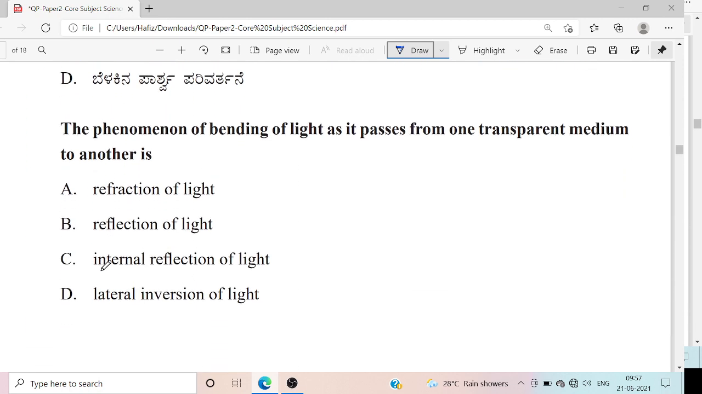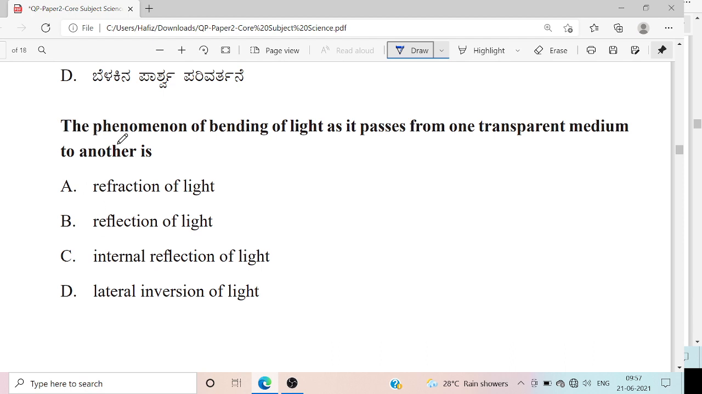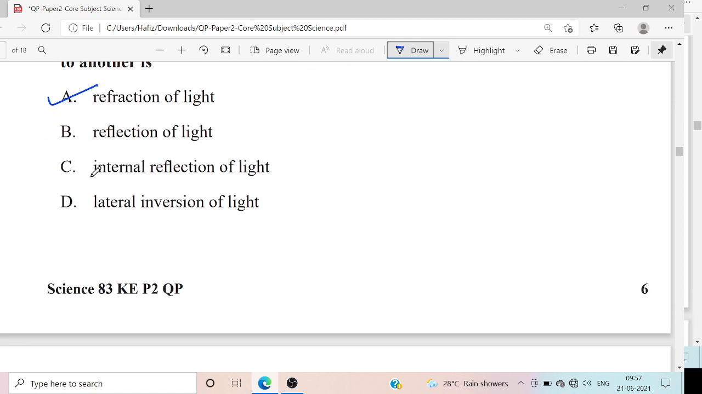The next question, very simple question. The phenomenon of bending of light as it passes from one transparent medium to another is called the diffraction of light? No, it is called the refraction of light.